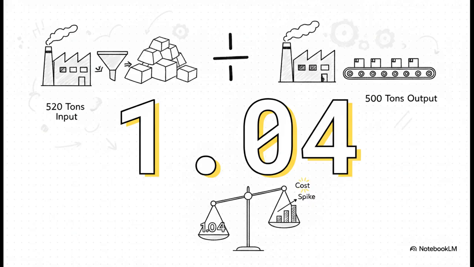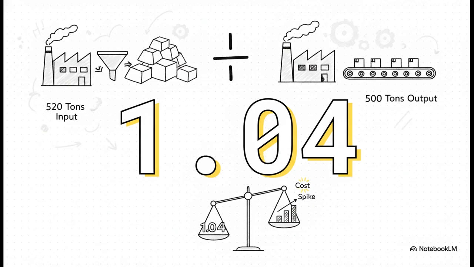Imagine your factory inputs 520 tons of raw material into a process, and you yield 500 tons of the final product. So you just divide the input by the output. 520 divided by 500 gives you 1.04. What does that mean? It means that for every single ton of product you create, it costs you 1.04 tons of resources. And here's the kicker.